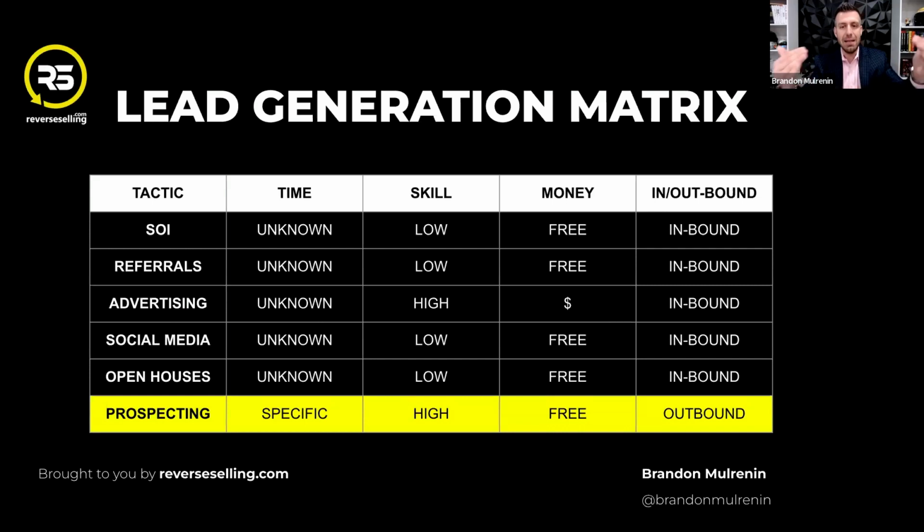And it is an inbound strategy, right? We put paid advertising on Facebook or Instagram, or maybe we do a pay per click campaign and we get leads in, but then we have to reach out to them and then convert the lead. Fine. It's a beautiful way to grow your business. Next is social media. We don't know the conversion cycle until somebody reaches out to us. It's a free strategy. It's an inbound. Open houses are the same thing. These are all inbound strategies.